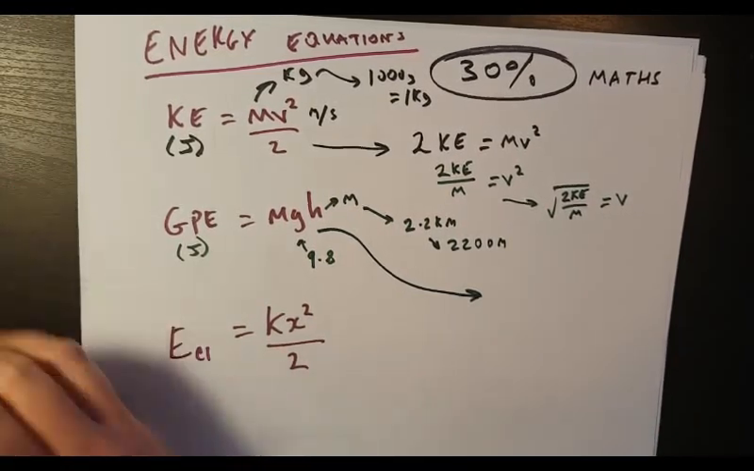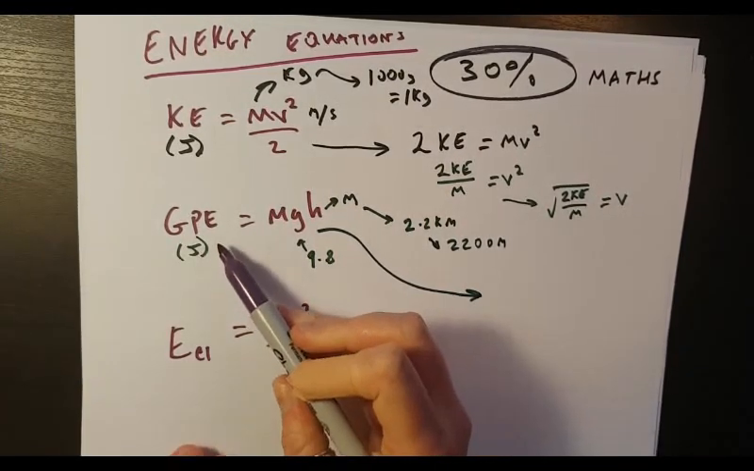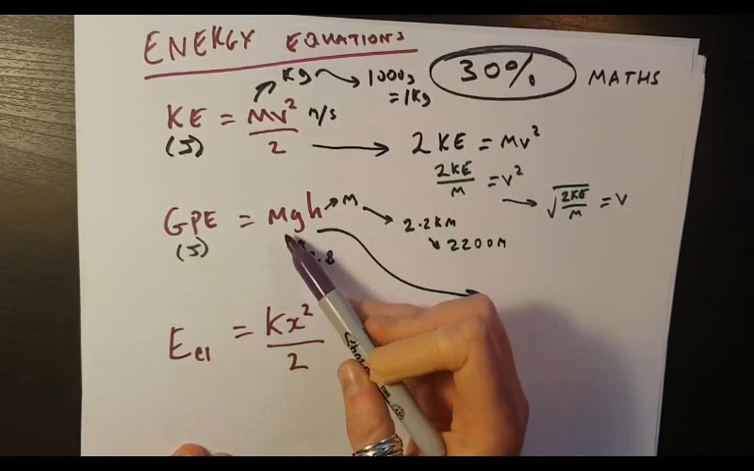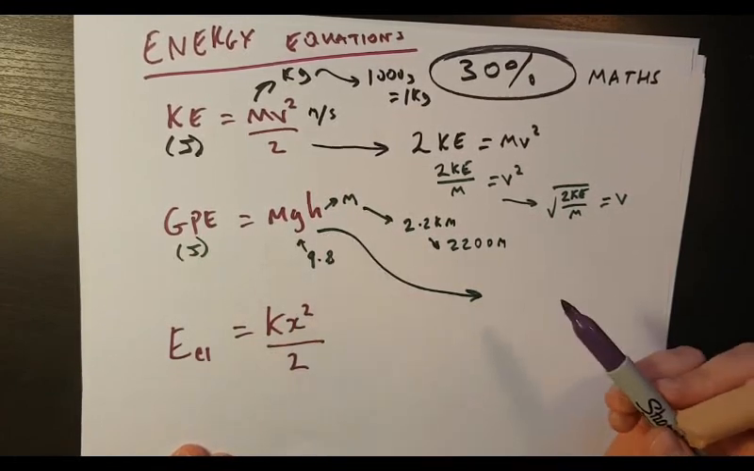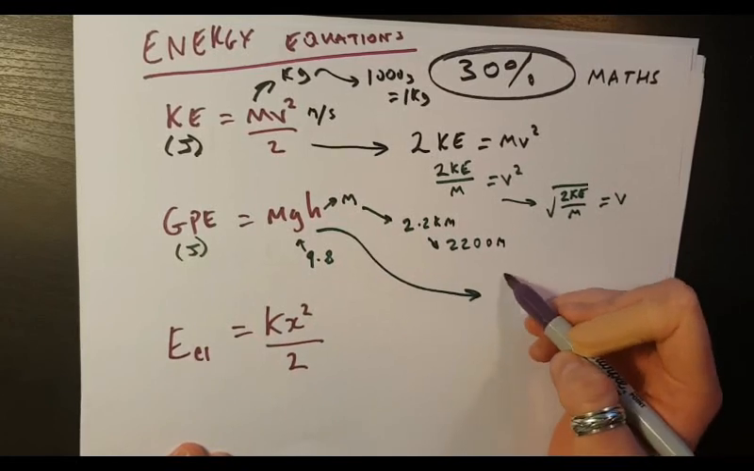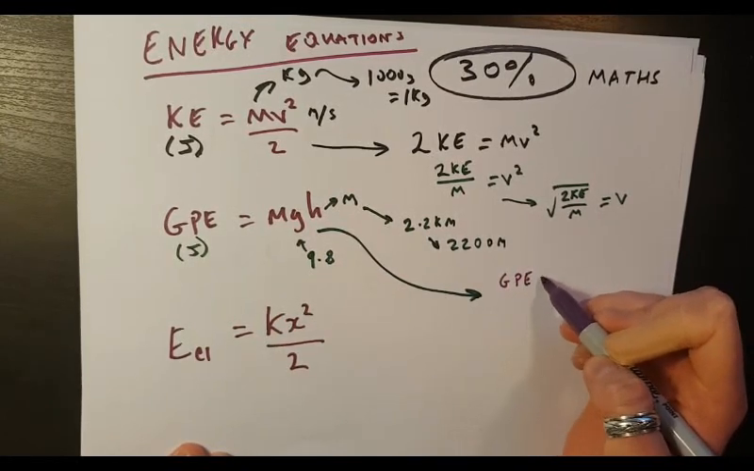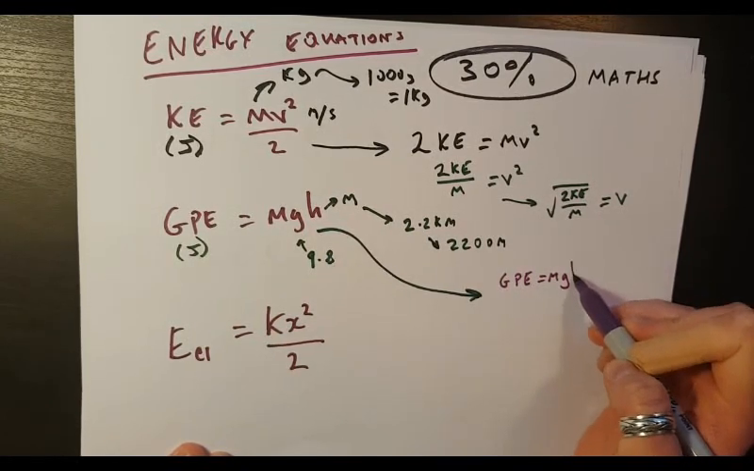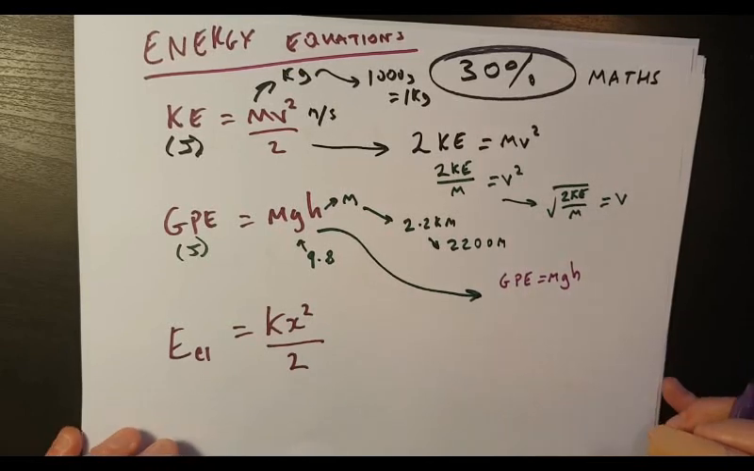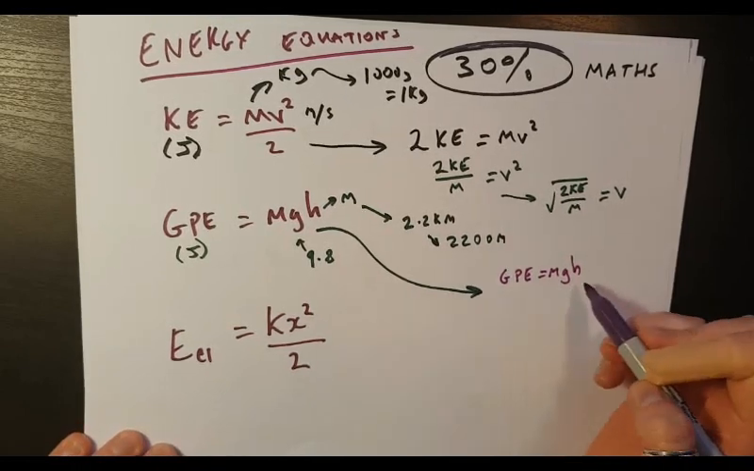And let's say they gave you some gravitational potential energy, they gave you some mass, and they wanted you to work out the height. So what we need to do, write out the equation. Always write out the equation first. Show the examiner what you're doing. Show the examiner that you know your equations. So we're going for height.